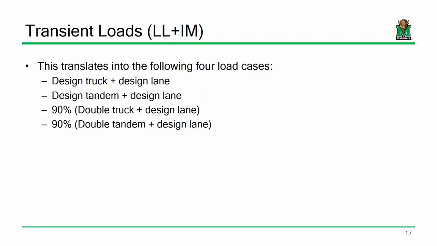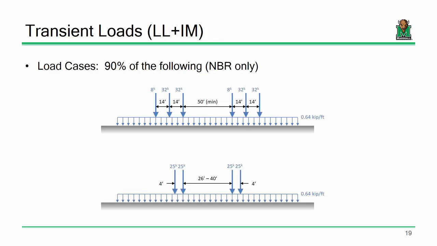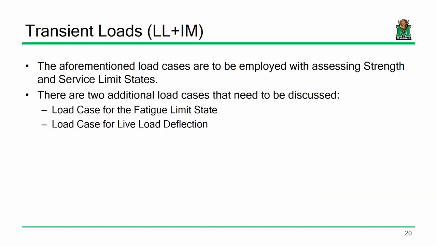So that leads to 4 load cases. 100% of those 2, or 90% of those 2. And those 2 on that slide are only for negative bending regions. So you'll see when software programs spit out output, when you look at double truck and double tandem data, it's funny how on all the positive values, they're all 0. And that'll become clear here in a second.